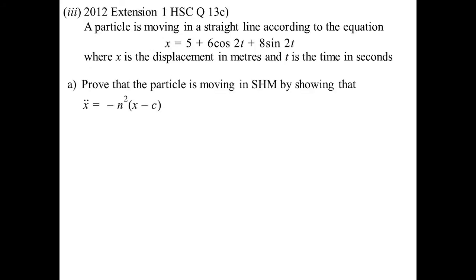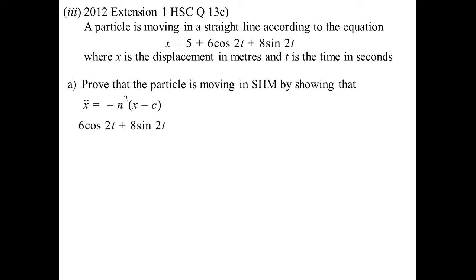Let's have a look at some HSC ones. So, quite an old one to start off with, 10 years now. Oh, look at this. It's got 2 trigs in there: 6 cos 2t and 8 sin 2t. Prove that the particle is moving in simple harmonic motion. It gave us a hint. We're going to show it's in that form there. So there's some sort of shift happening here. The centre mustn't be the origin, I guess. They've shifted the curve a bit.